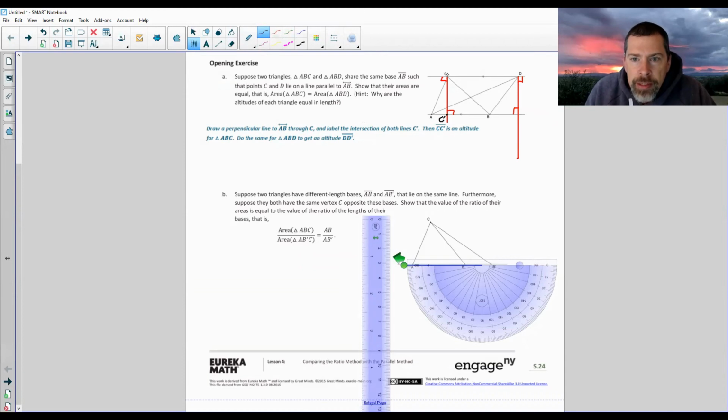Then CC prime is an altitude for triangle ABC. So remember, an altitude is a line perpendicular to one of the sides going to the vertex of the opposite angle, and that is the altitude of the triangle. Do the same for triangle ABD, to get an altitude of DD prime. So what I'm going to do is put a dot here where it intersected, and that is D prime. So DD prime is also an altitude to triangle ABD.